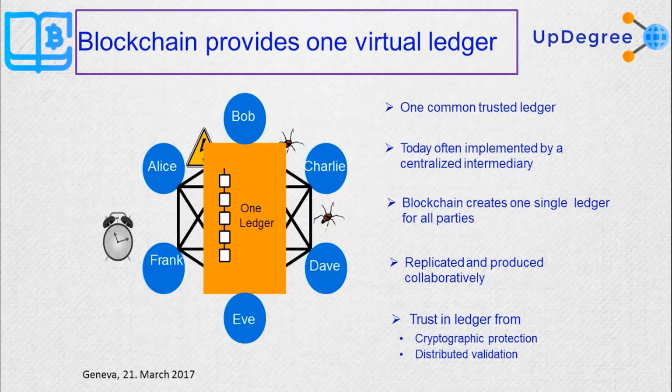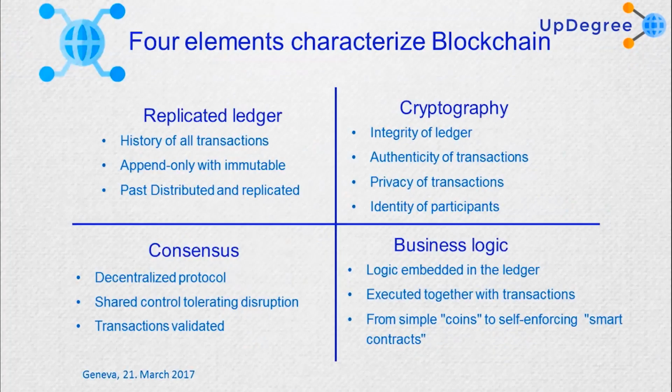And why is it safe? Because it has cryptographic protection and it has distributed validation. Who is distributing what. So blockchain provides one virtual ledger. It creates a single ledger for all parties. It's replicated and produced collaboratively. It helps in a trusted form, and it unifies, and it's replicated and collaboratively produced in a good fashion.